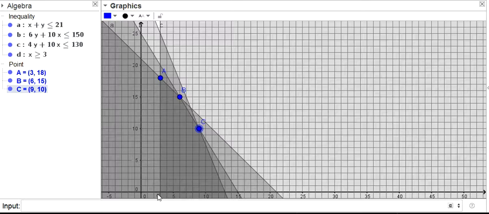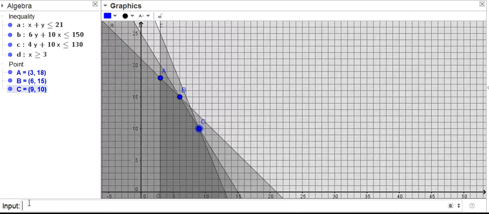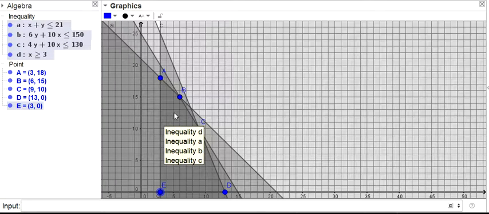Then there's a couple more constraints if I look at the whole region. I could look at 13, 0. So x is 13, y is 0. And then the final constraint I'll look at is when x is 3 and y is 0. So those are the vertices of this polygon that is basically the boundary of the area that satisfies all inequalities.